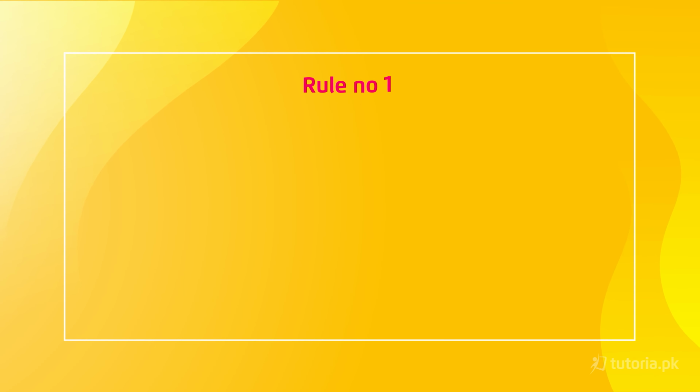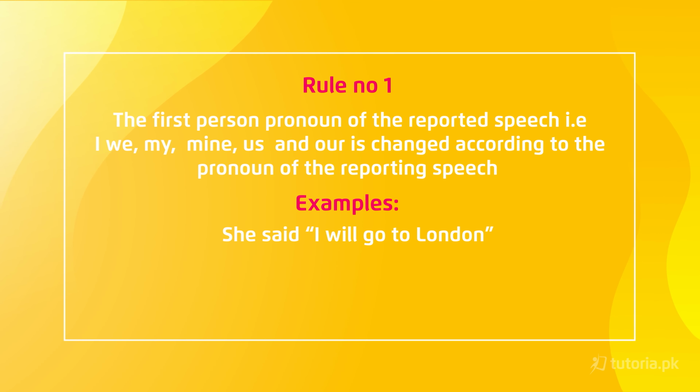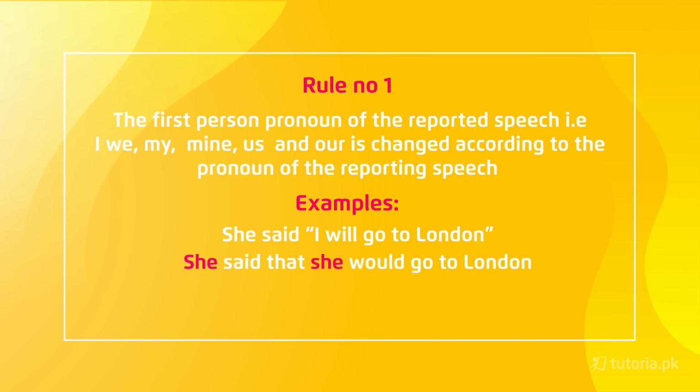Rule number 1: the first person pronoun of the reported speech, that is we, I, me, my, mine, us or our, is changed according to the pronoun of the reporting verb. And if it is a third person pronoun, that is he, she, it, they, their, his, her. For example, she said, "I will go to London." She said that she would go to London.